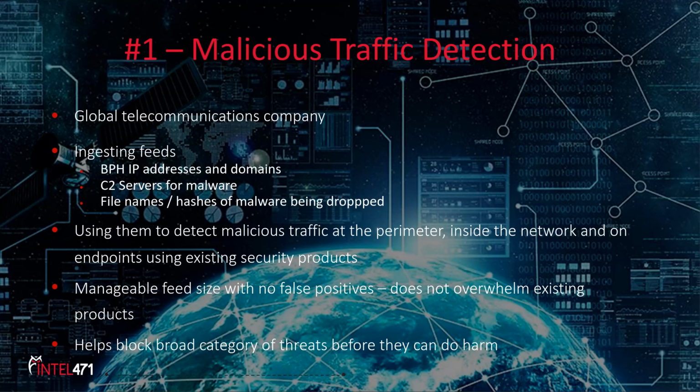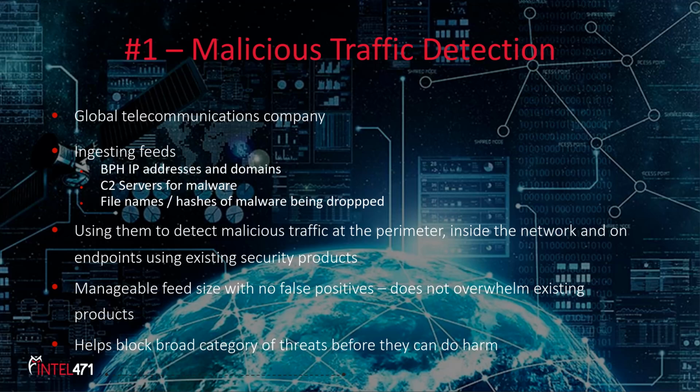And we'll start at the beginning, malicious traffic detection. One of our customers is a global telecommunications company. And what they do is they ingest a lot of very technical feeds. We're talking about things like bulletproof hosters. If you know the IP addresses that they are running their infrastructure on, meaning anything that a bulletproof hoster is hosting will be located on one of those IPs, and it is only that bulletproof hoster that uses that IP, then this is one of those things that you can very easily block.